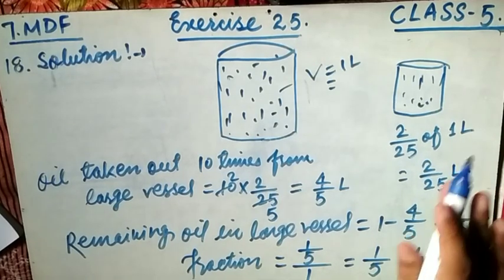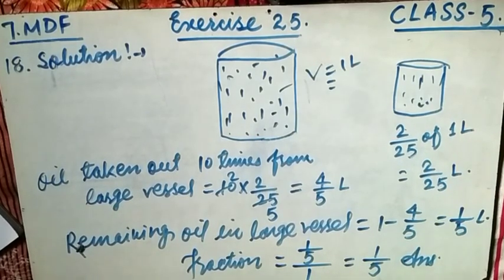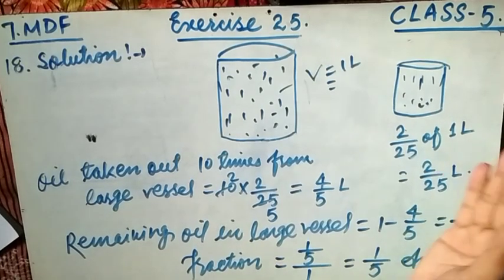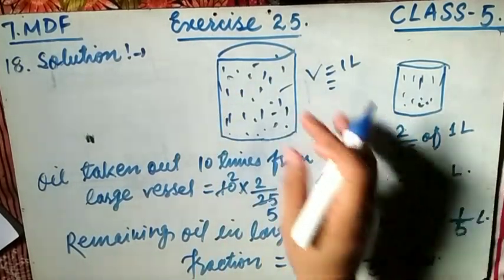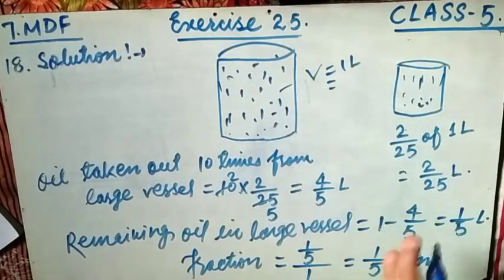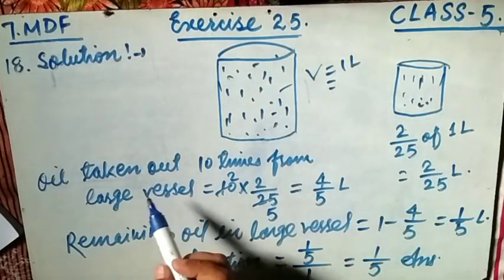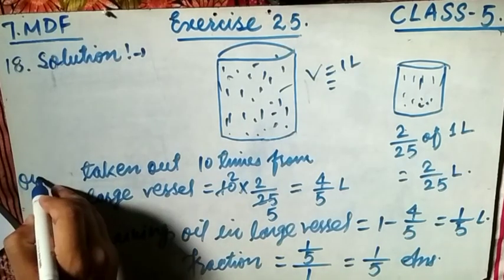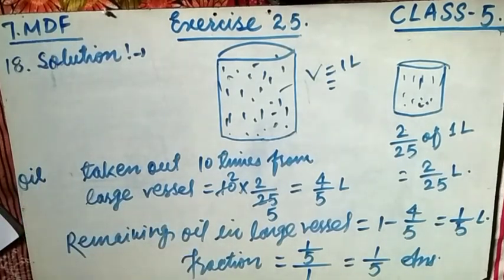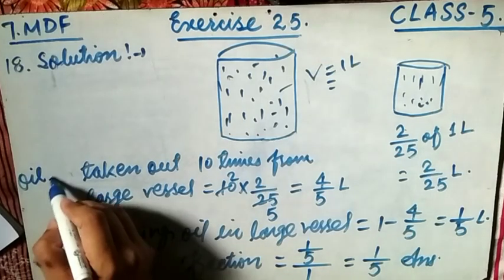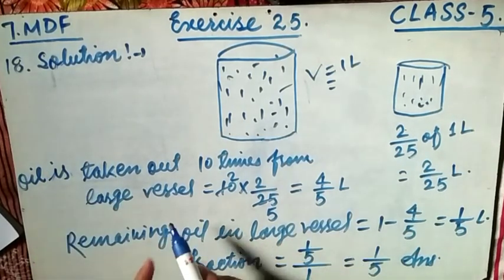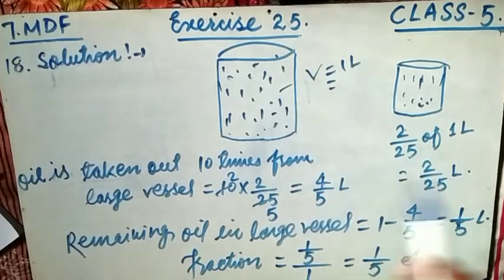Okay, now the next statement says that oil is taken out from the large vessel 10 times by filling the smaller vessel. That means, to fill the smaller vessel, oil has been taken out 10 times. Now the oil is taken out, oil is taken out 10 times from the large vessel, 10 times of this.